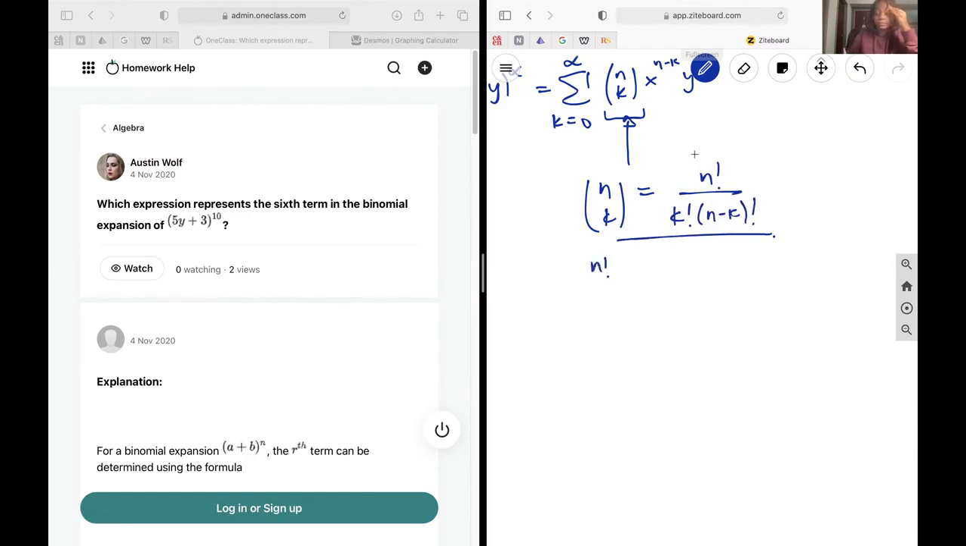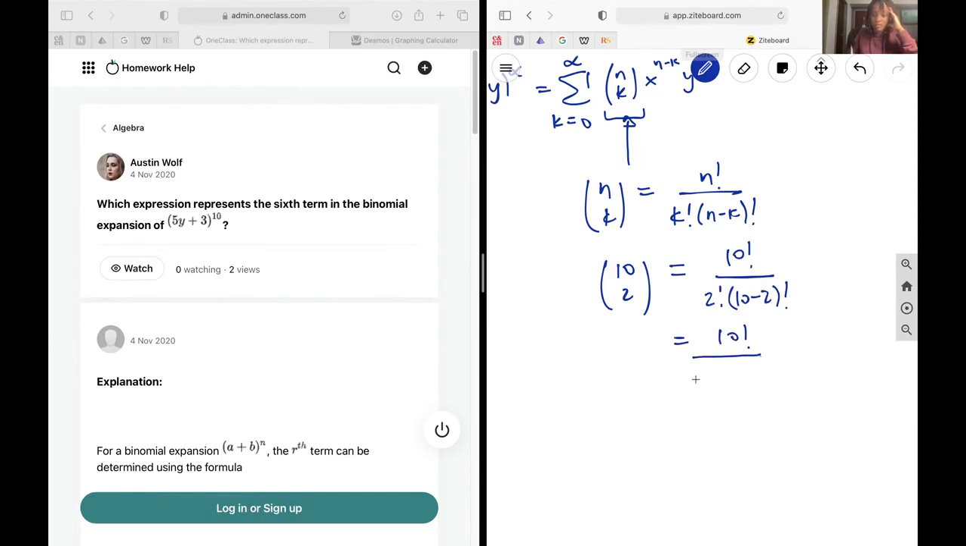N factorial is n times n minus 1 times n minus 2 up until you hit basically 1, because you don't want to multiply by 0. It's going to neutralize everything. So as an example, just so you can get more familiar with this, if I had 10 choose 2, that would be 10 factorial over 2 factorial multiplied by 10 minus 2 factorial. That's going to give me 10 factorial over 2 factorial multiplied by 8 factorial.